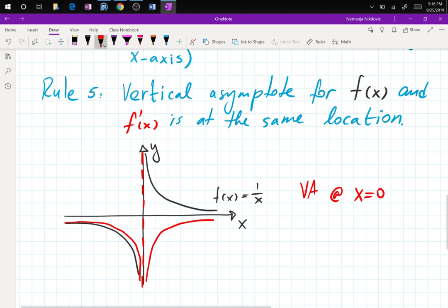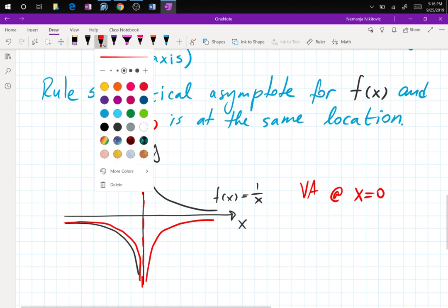But now we are using the rules. I am going to use rule 4, rule 5, which says that the vertical asymptote for f of x and the derivative are at the same location. They're always in the same location. And now that location is x equals 0 for this case. And then we use the rule where it says that if the black line is decreasing, the red line will be below the x-axis, and that's how we ended up with the 2 red lines below.